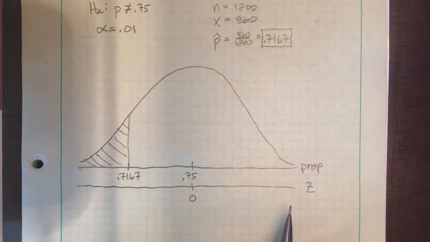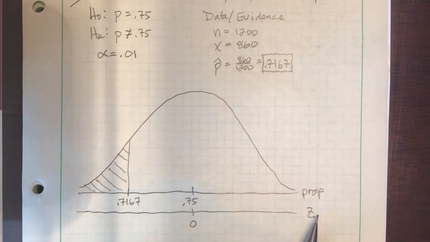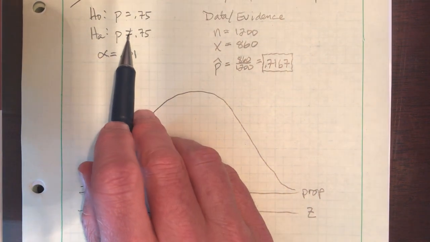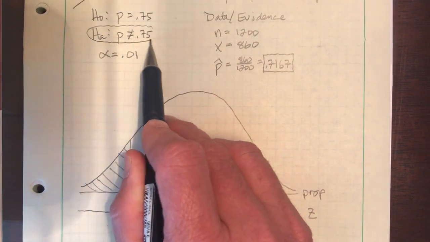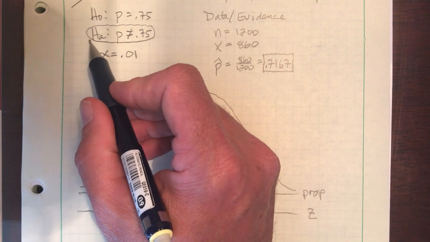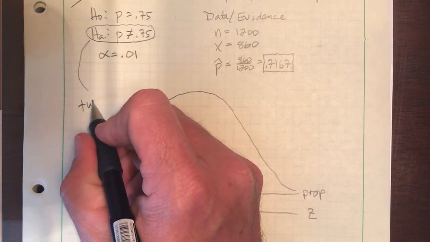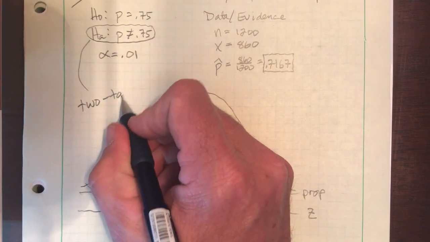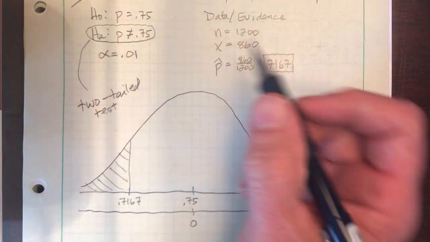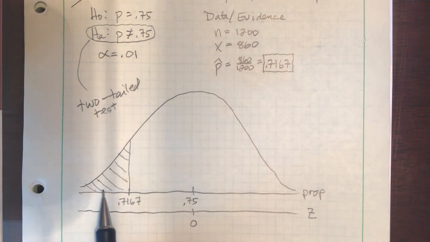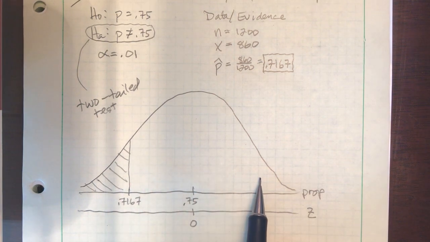Now, the one thing that happens whenever you have an alternative that uses the not equal sign, I'm going to circle this because this is why we know what we're going to do next. Whenever we have this, this is the beginning of a two-tailed test, which means whatever I just shaded to the left is going to give me the same tail over here.